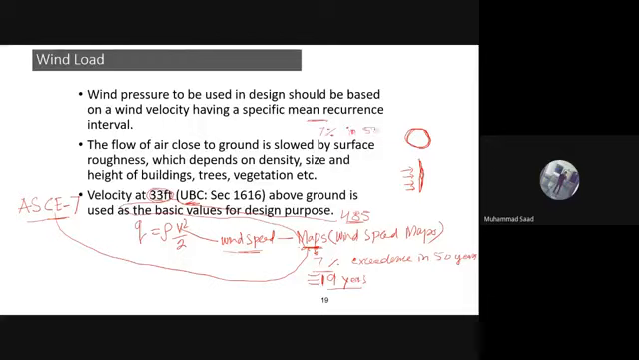How long is the life of a building? Yes, the life of the building is considered as 50 years. So during the entire life of this building, you should design for that wind which has a probability of occurrence of 7%. This is solely a probabilistic term.